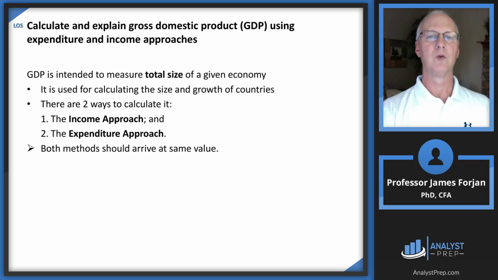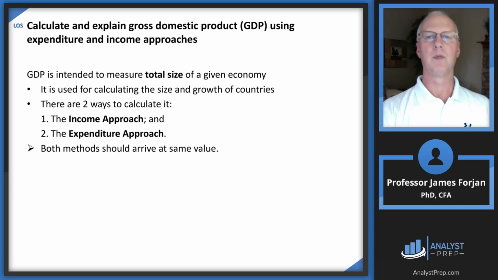Calculate and explain gross domestic product using two methods, expenditure and the income approaches. So remember what gross domestic product is. It's really a measure of the total size of the economy. In the US, in the year 2018, the gross domestic product is around $20 trillion. And there are two ways to compute that $20 trillion.